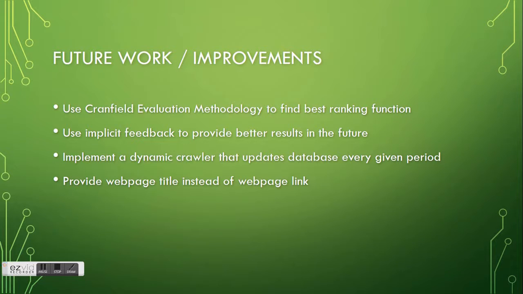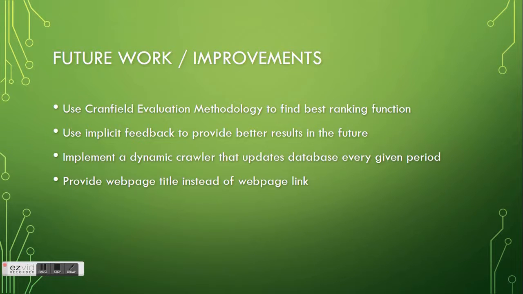However, it does have future work and improvements if anybody would like to pick up on the project. The number one thing would be to use a Cranfield evaluation methodology to find the best ranking function. As you saw in the pictures before, the best ranking function was BM25, but just simple testing of all the ranking functions that Meta provides. However, this was only very short testing, and a more broad testing would probably be beneficial to see if maybe there is a ranking function that's even better than BM25.